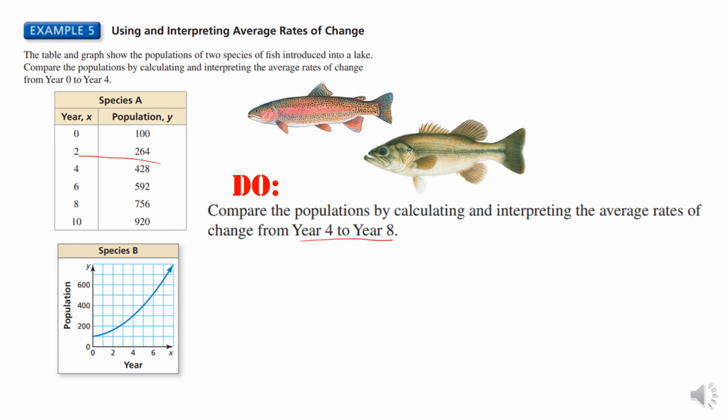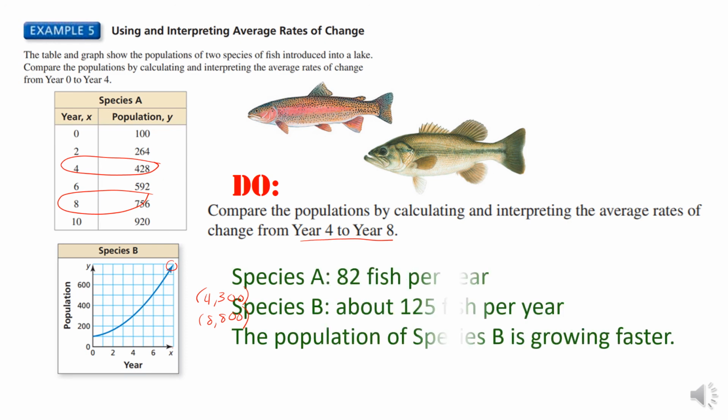So now we're going to use these 2 points, and we're going to use that same 4, 300, but we're also going to use 8, which is this point, 8, 800. So now we're going to compare them again, and what do you think we're going to find? So you could do the work if you want right now, because I don't have the work to show you, I just have the answers. So if you want to push pause and do the work, go ahead and do that. But here are the answers.